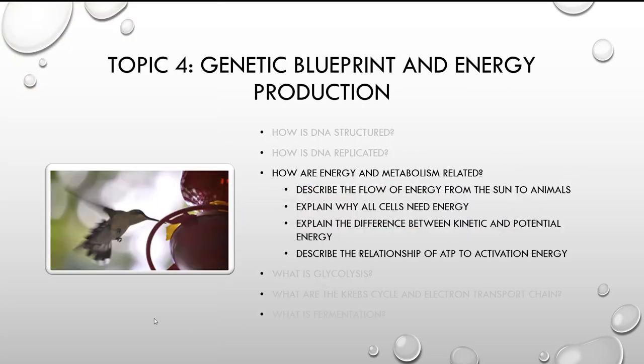So part 3, you should be able to describe the flow of energy from the sun to the animals. You should also be able to explain why all cells need energy and explain the difference between kinetic and potential energy. And finally, you should be able to describe the relationship of ATP to activation energy.